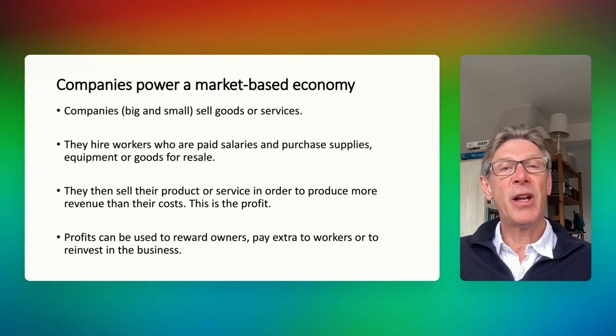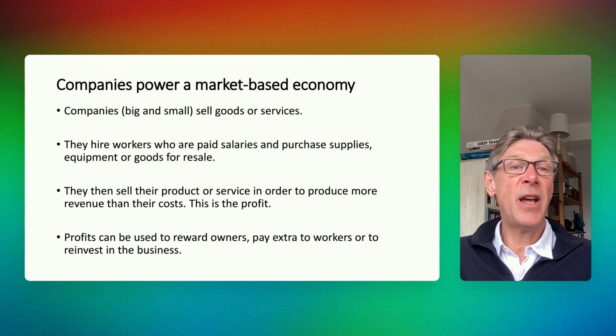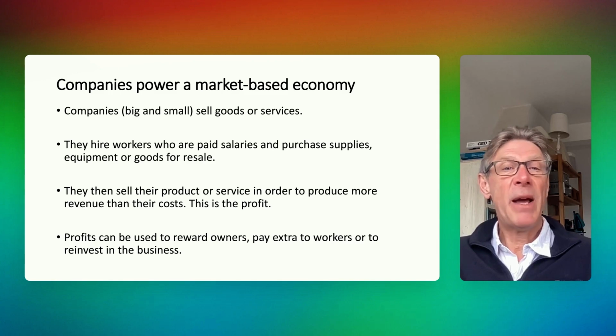When they sell their product or their service, the aim is to make money, so that the revenue they get, the income they get, is higher than their costs. And this is the profit. When the profits are made, they can be used to reward the owners. Maybe they pay extra to loyal workers. Or they think, okay, I'm not going to spend that money, I'm going to use it to build another factory, to open another shop, to expand the shop.